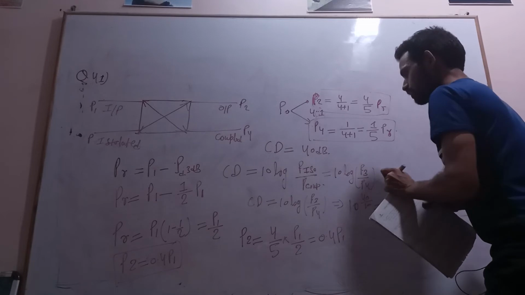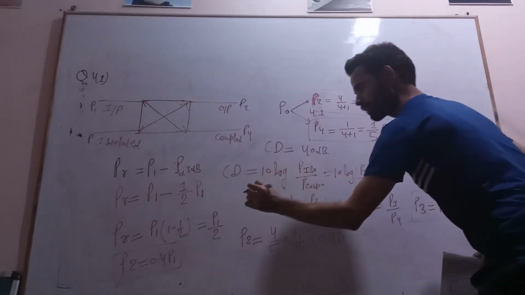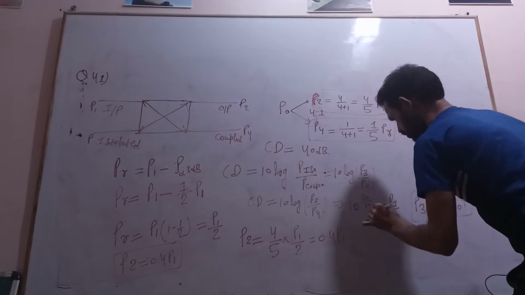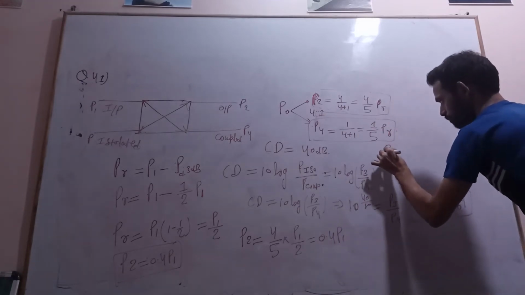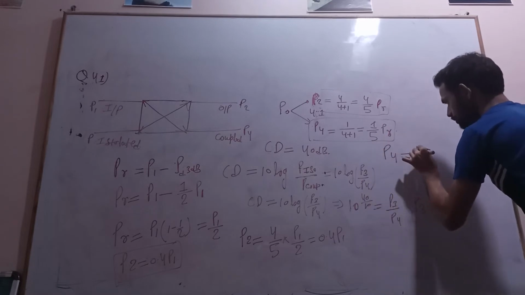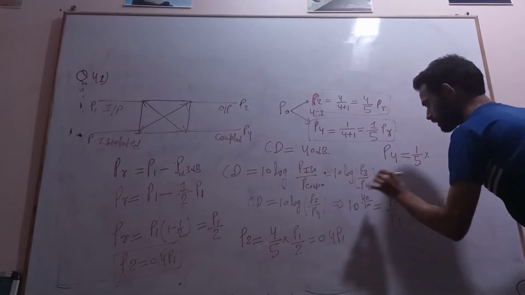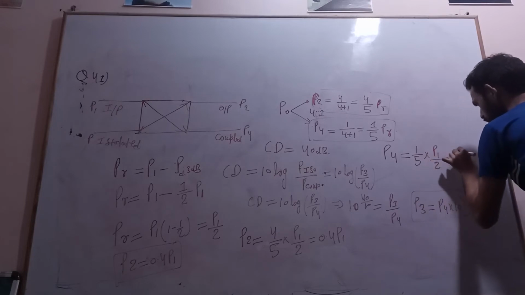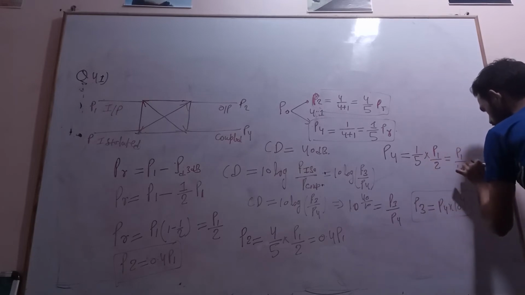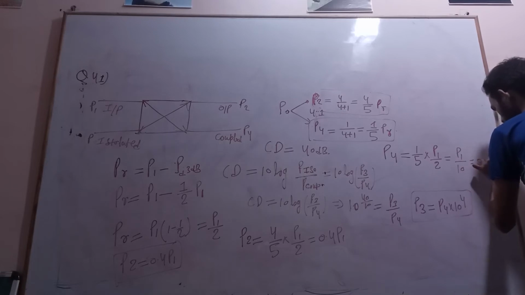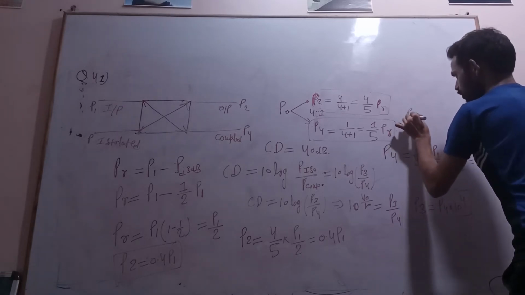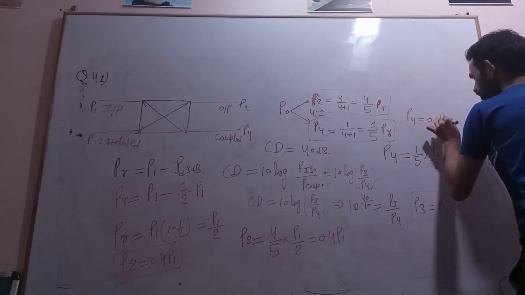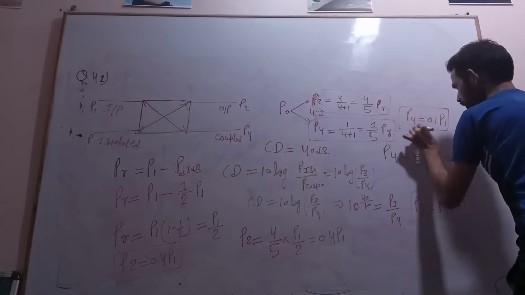Now see P4. How much is P4? P4 is equal to 1/5 into the remaining power P1 by 2, which is P1 by 10, which is 0.1 P1. So my P4 power is 0.1 P1.